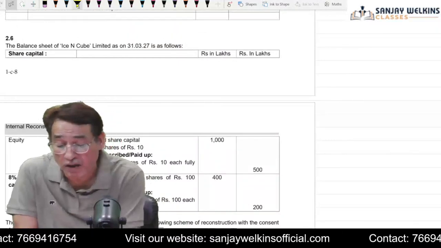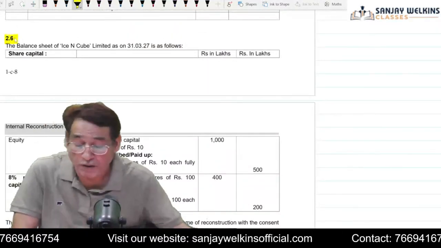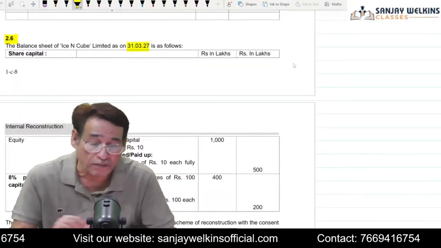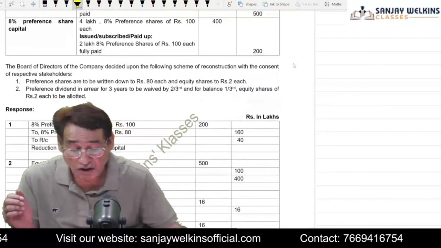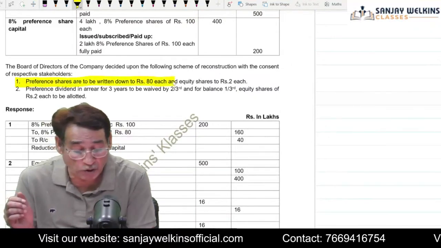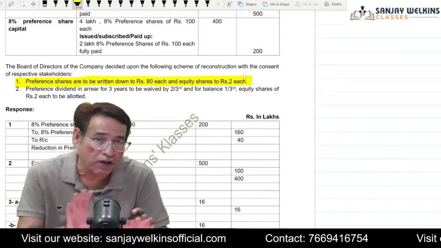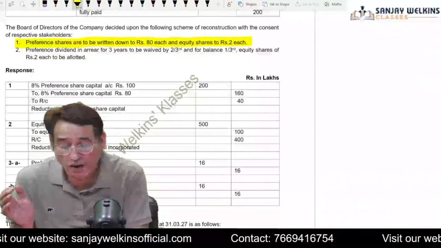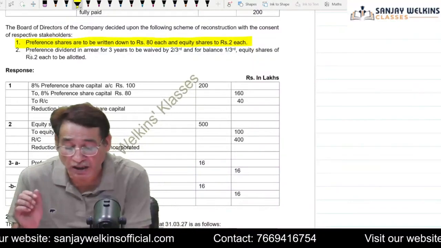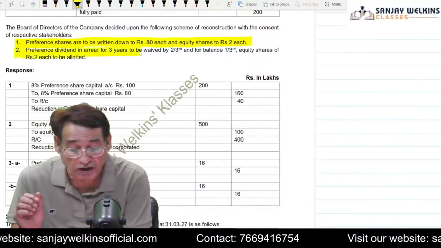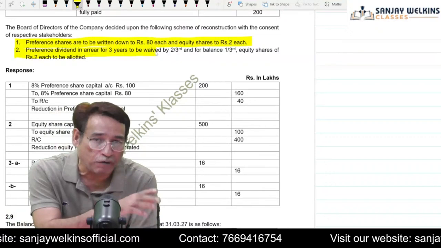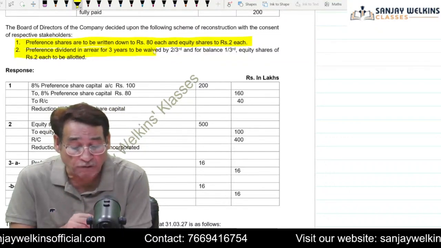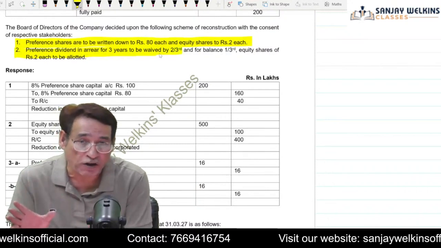And then we come across 2.6. The balance sheet of Ice and Cube Limited on 31st of 3 2027, correct? What is given to us? Preference shares are written down to 80 and equity shares to 2 rupees. You can manage this. Actually, I will also show you the entry if you want to. And then it is written preference dividend in arrear for 3 years. This is exactly the information which I was explaining over there. Preference dividend is in arrear for 3 years, waived by 2/3.